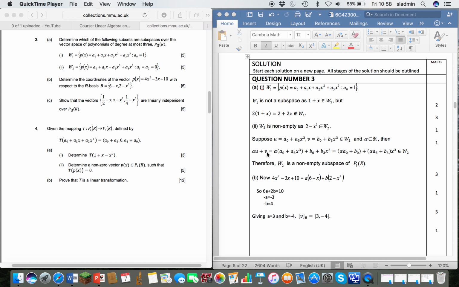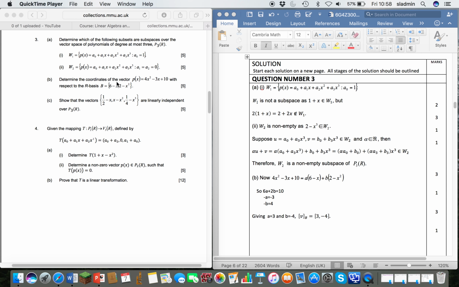So alpha u plus v is equal to alpha times this polynomial plus this polynomial, and we can easily figure out what the new polynomial is. The new constant coefficient is this, and the new coefficient of x cubed is this. Again, you will notice that the coefficient of x is 0 and the coefficient of x squared is 0, so therefore this new polynomial does belong to W2. So W2 is a non-empty subspace of P3R. We took two general vectors u and v, which are in W2, and alpha is a real number, and we showed that alpha u plus v is also in W2.